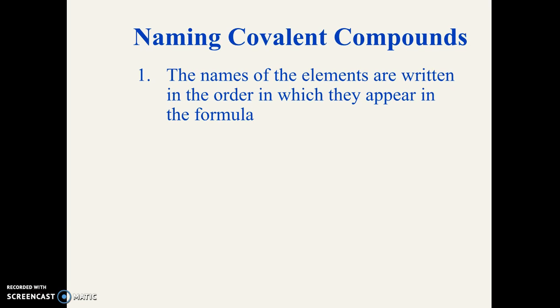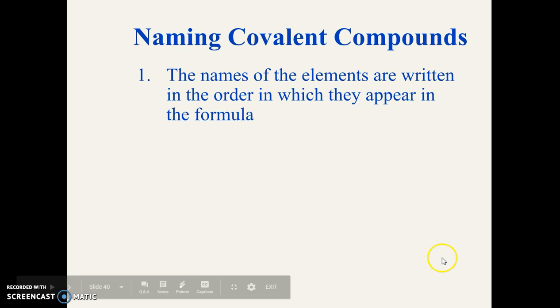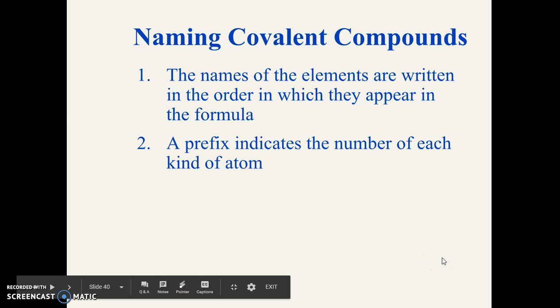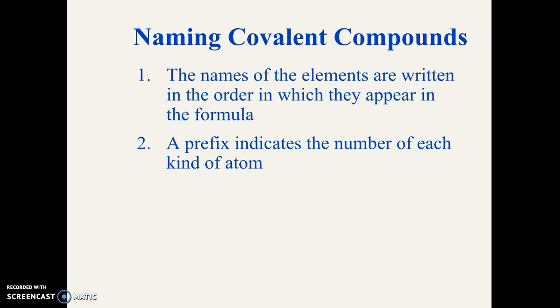The names of the elements are written in the order in which they appear in the formula. So if you're given N and O, you would name nitrogen first before you named oxygen. So you just do it in the order that it's given. But in this case, we're going to use prefixes. So a prefix is going to tell you how many of each type of atom there are.